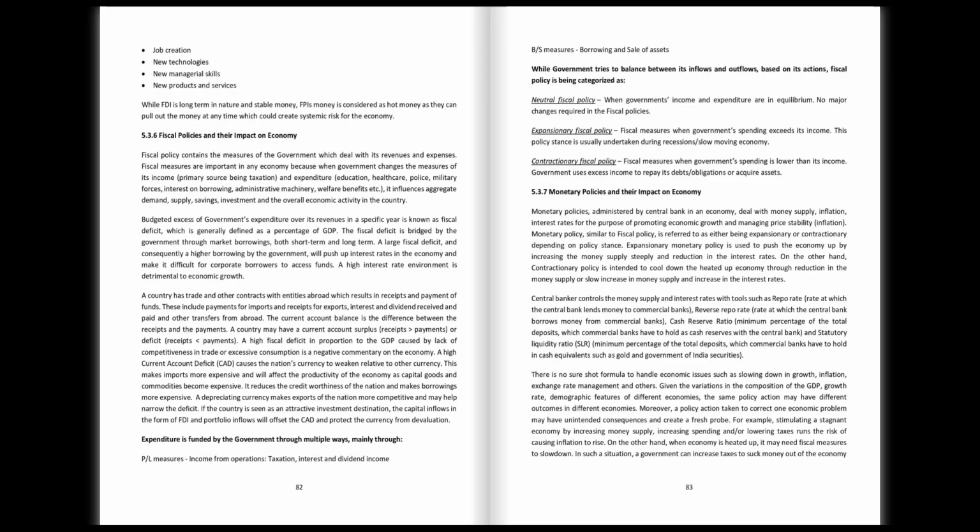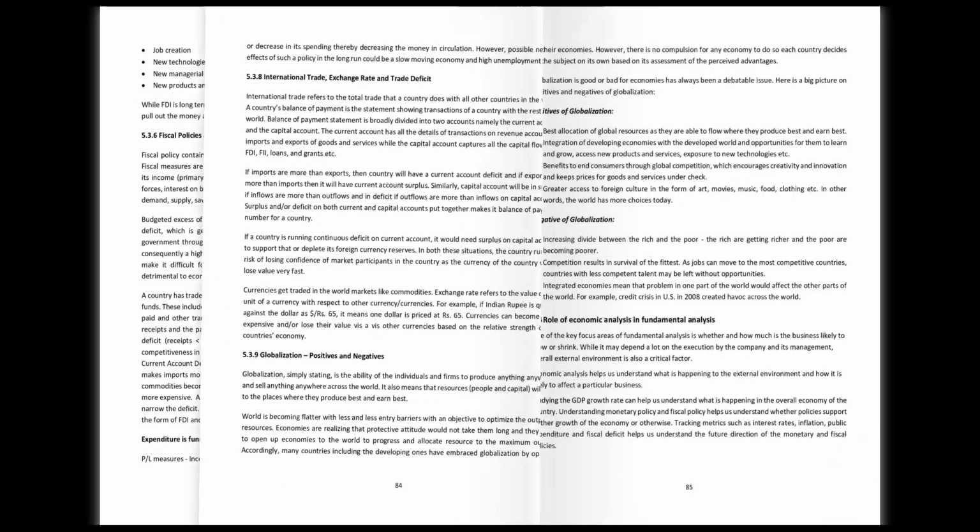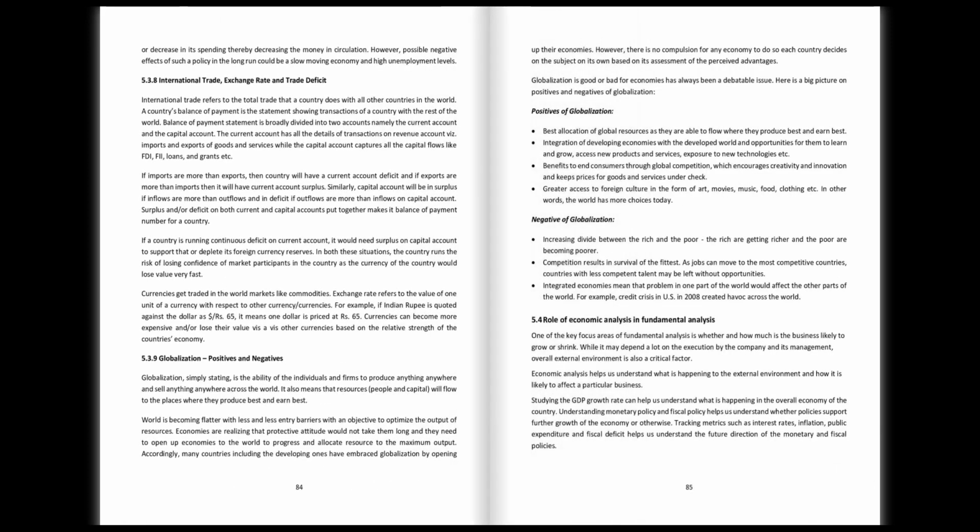For example, stimulating a stagnant economy by increasing money supply, increasing spending, and/or lowering taxes runs the risk of causing inflation to rise. On the other hand, when the economy is heated up, it may need fiscal measures to slow down. In such a situation, a government can increase taxes to suck money out of the economy or decrease its spending, thereby decreasing the money in circulation. However, possible negative effects of such a policy in the long run could be a slow-moving economy and high unemployment levels. International trade, exchange rate, and trade deficit.